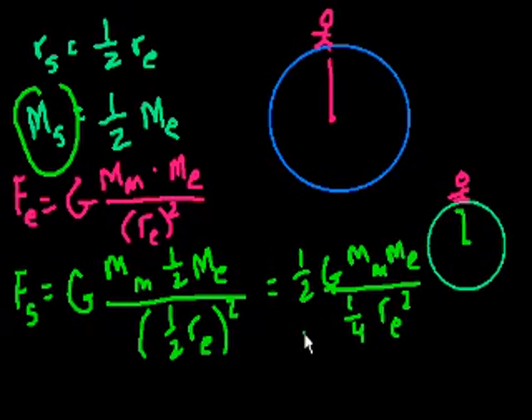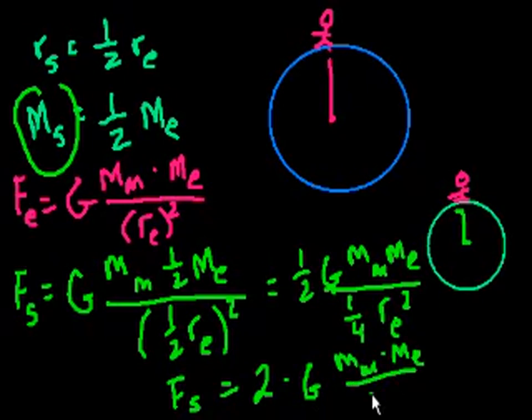Well, 1/4 goes into 1/2 two times, right? Or another way you could think about it is if you have a fraction in the denominator, when you put it in the numerator, you flip it, and it becomes 4. So 4 times 1/2 is 2. Either way, that's just math. So the force on the small planet is going to be equal to 1/2 divided by 1/4, which is 2, times G times mass of me times mass of Earth divided by the radius of Earth squared.